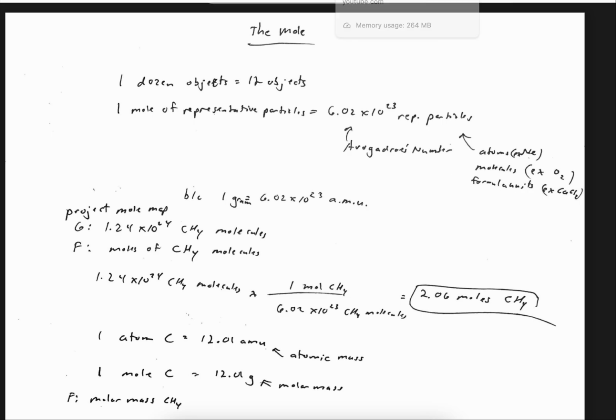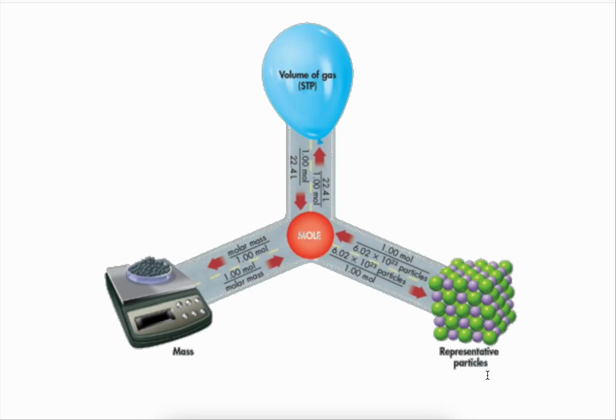Okay, so let's say that you had 1.24 times 10 to the 24 methane molecules. Methane, which is in our natural gas that we heat our homes with. How many moles of methane do you have? All right, so go to your trusty mole map. We have molecules, a type of representative particle, and we want to go into moles of them. And so we need to go to the left. And so we're going to use this unit conversion factor right by the left arrow.